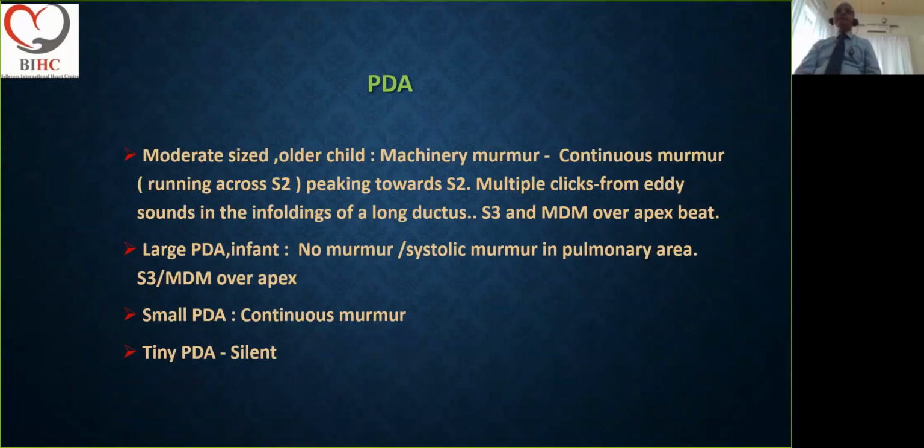A large PDA in an infant may be absolutely silent, or you may hear a systolic murmur with an apical MDM. A small PDA would also cause a continuous murmur, but you have a little more difficulty in hearing it. A tiny PDA is silent, and we say that a silent small PDA does not require closure.